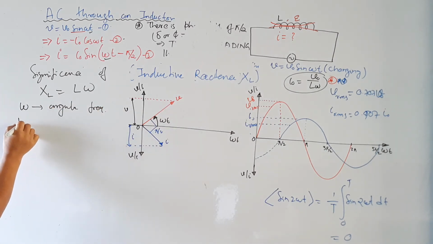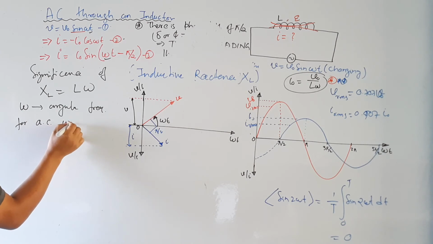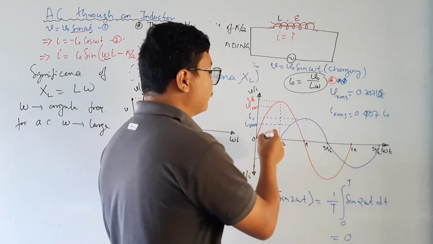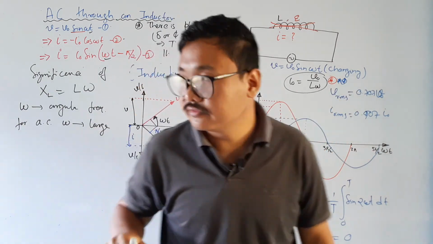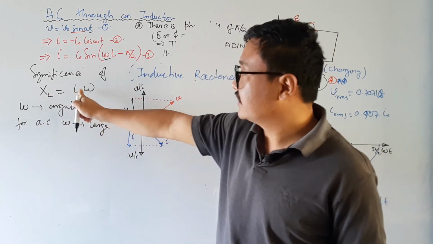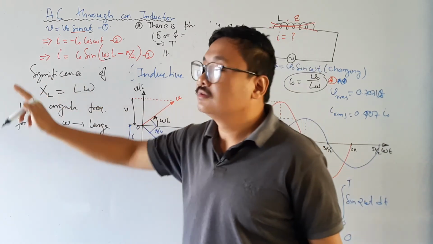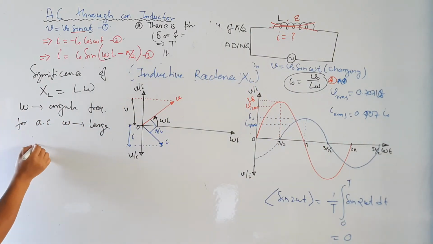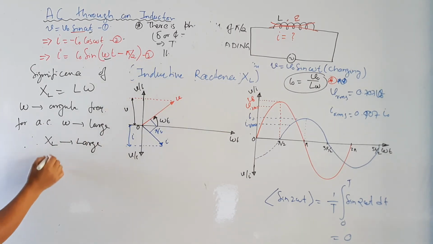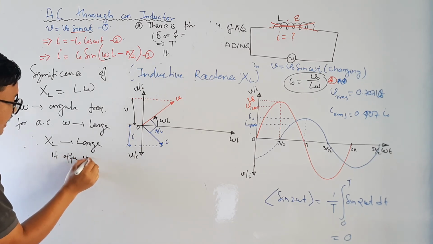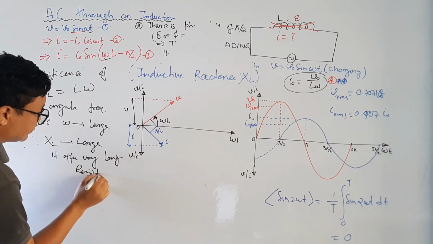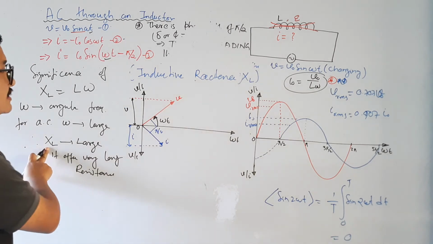Now for AC, this omega is large. What is AC? Alternating current has got the angular frequency, isn't it? Now for AC, if omega is large, then XL becomes large because they are directly proportional. Therefore for AC, XL is large. What does this mean? That it offers a very large obstacle, resistance, isn't it? XL is the resistance only, the resistance offered by the inductor.